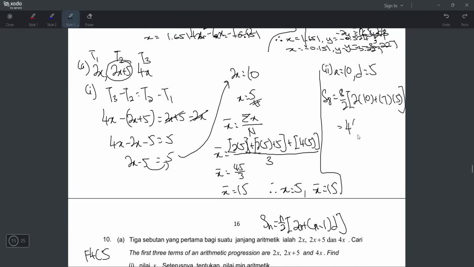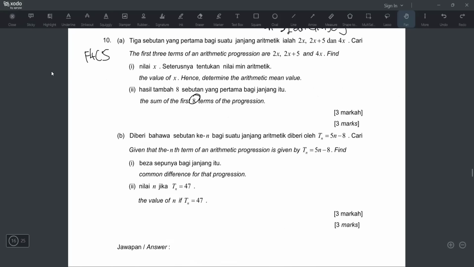8 divided by 2 is 4, 2 times 10, 20 plus 35, which is 55 times 4, 220. So that is the sum of the first 8 terms lah. Done already. Okay, that's it. It's quite easy.